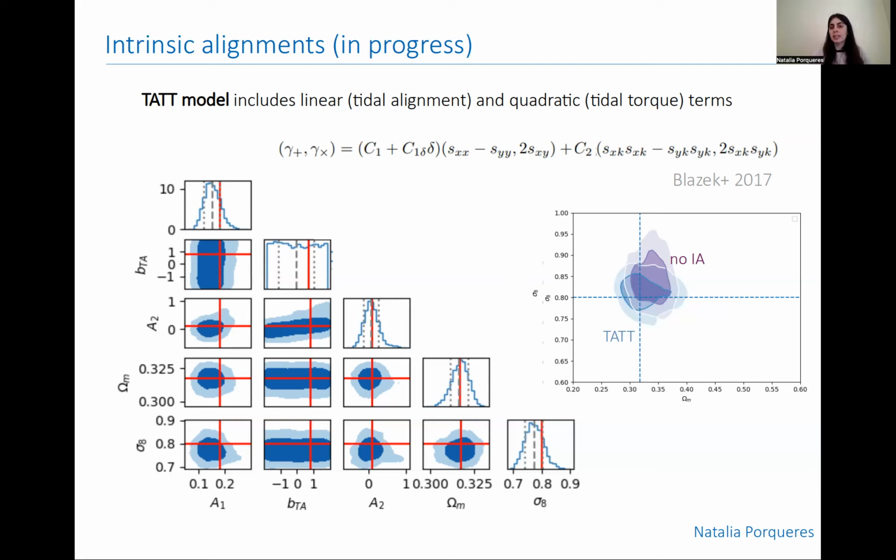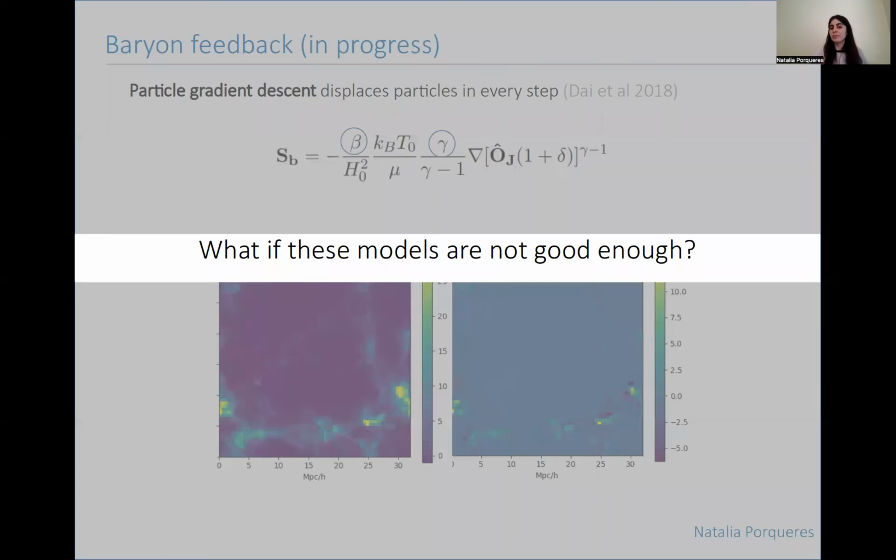But it has not been tested at the field level, so we don't know whether this will be sufficient. We are going to experiment with this first, and then the question is, what if these models are not good enough? Both the intrinsic alignments and the baryon feedback have been tested at the power spectrum level, and with visual comparisons with the density fields, but they have not been tested for inference at the field level. So what if these models are not sufficiently accurate?